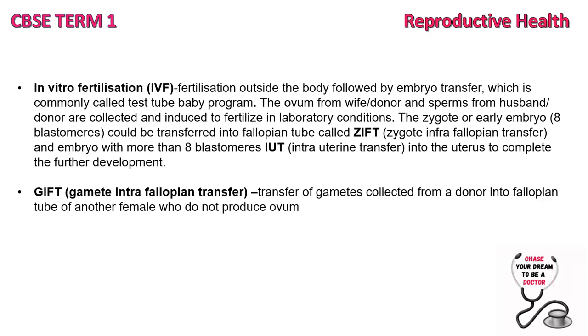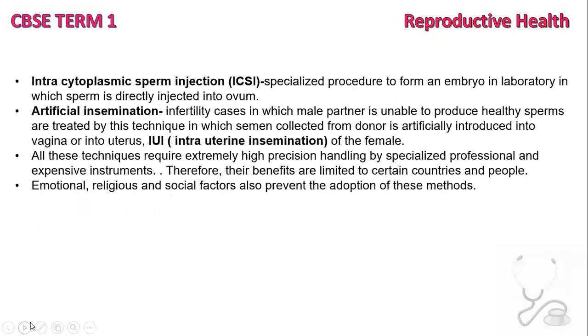If it is up to 8 blastomeres, it is transferred into the fallopian tube itself, because only after 8 blastomeres will it start dividing and moving towards the uterus to get implanted. Or else, if it is more than 8 blastomeres, it will be directly implanted into the uterus itself. That's the first case. Second one, GIFT: if they are not able to produce any type of gamete, then a donor is found and gametes are collected from them. Next, the third method is intracytoplasmic sperm injection.